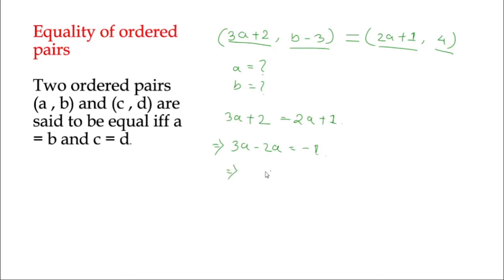This will imply a equal to minus 1. Okay, similarly b minus 3 will be equal to 4. This will imply b equal to 7. Okay, and in this way I can find the value of a and b. If both the ordered pairs are the same, then a is minus 1 and b is 7.